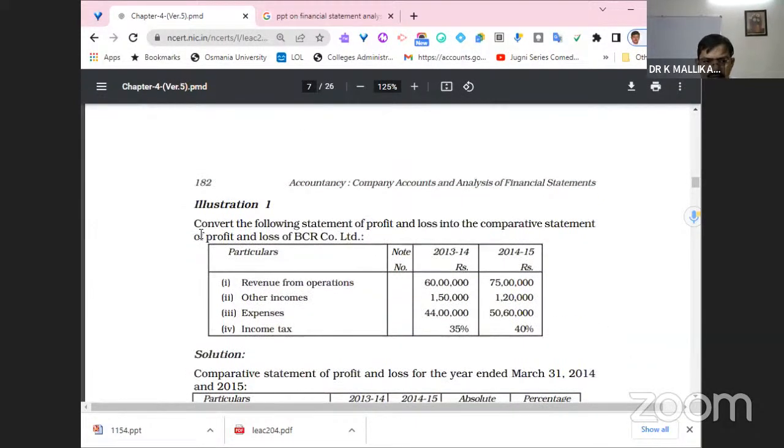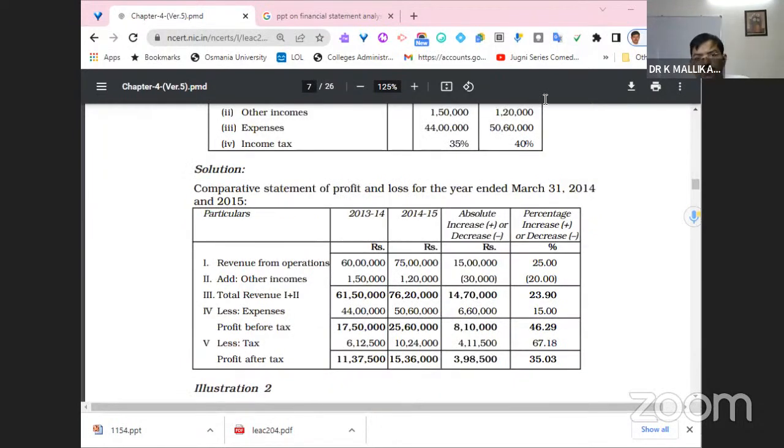Now, convert the following information in the profit and loss account to a comparative statement, a comparative profit and loss account or comparative income statement. Here we have operating revenues, other incomes, expenses, and the total income, with tax at 30%. Based on that, we need to calculate the comparative statement of profit and loss account, or comparative statement of income. So comparative, we compare, right?